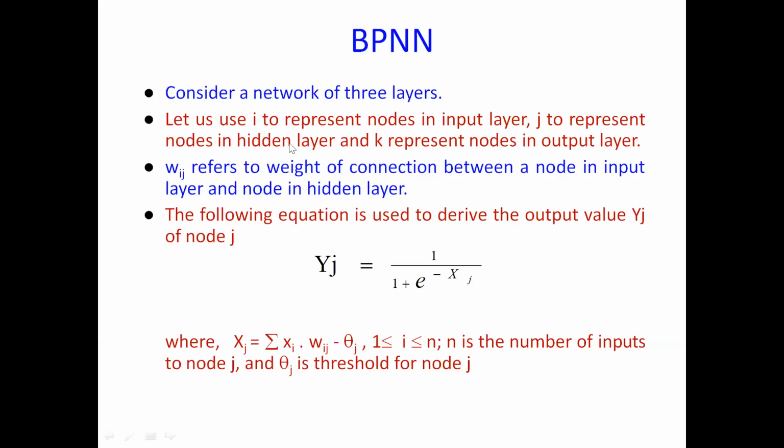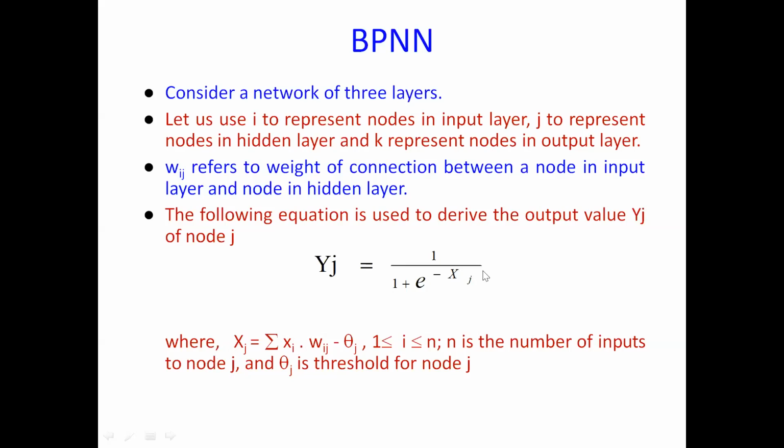So if I and j represent the nodes of the input layer and the hidden layer, then wij refers to the weight of the connection between a node in the input layer and a node in the hidden layer. Why are we so concerned about it? Because by dealing with these weights, we can derive the output value yj of the node j. And you can see that again we are going to take a sigmoid-like function.